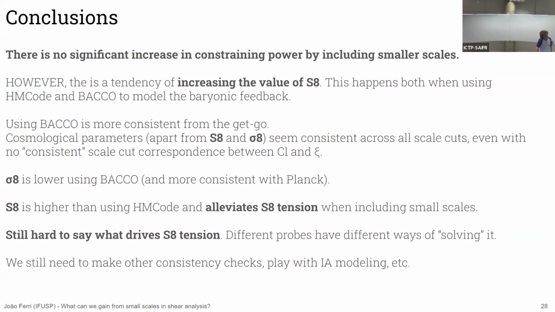In this way, you don't need a sharp scale cut. When you go to large values of L, the covariance matrix errors become so large that they lose their significance, let's say. But there's no sharp cutoff. So this is a paper that you may be interested in taking a look at: Gabriela Moreira et al., I think 2022 or something like that.